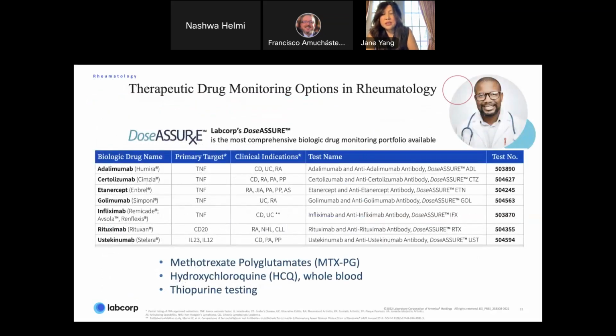So in summary, these are the TDM options that we have for rheumatology. Our biologics monitoring test is known as DoseAssure, and as you can see here, we have the most complete portfolio of all the TNF inhibitors: adalimumab, infliximab, golimumab, certolizumab, and we're the only lab that measures etanercept and anti-etanercept. Also, these assays have been validated to work for each of the biosimilars that have become available, in particular Inflectra, Renflexis, and Avsola.